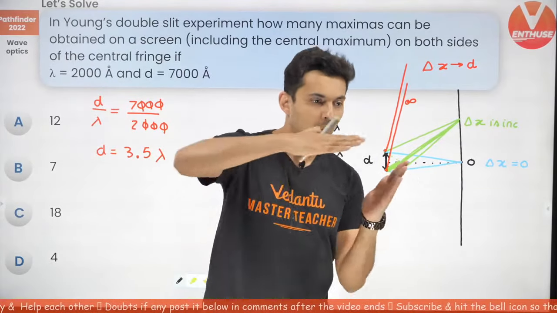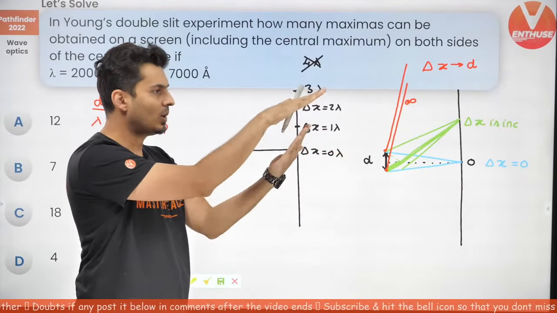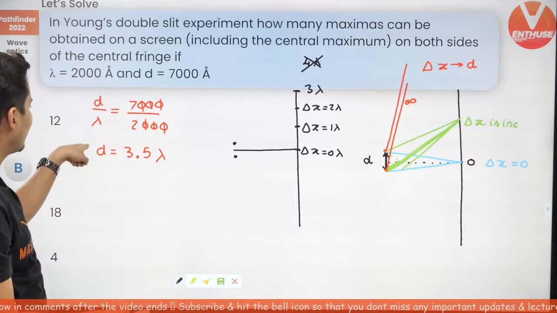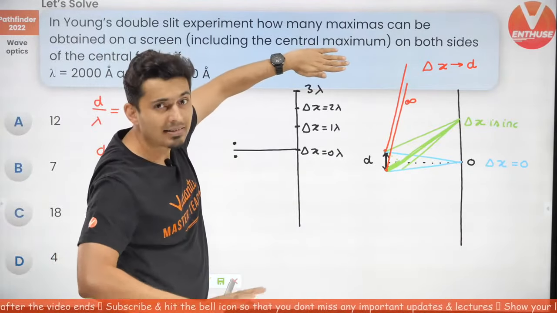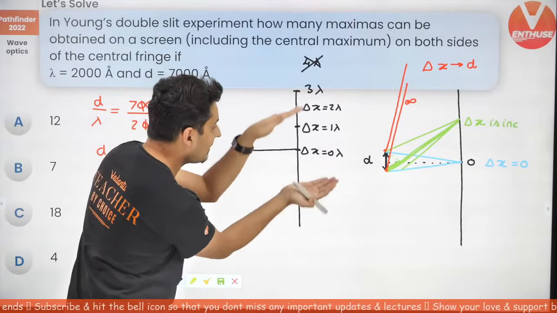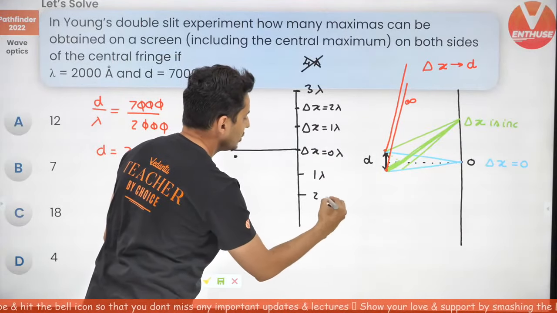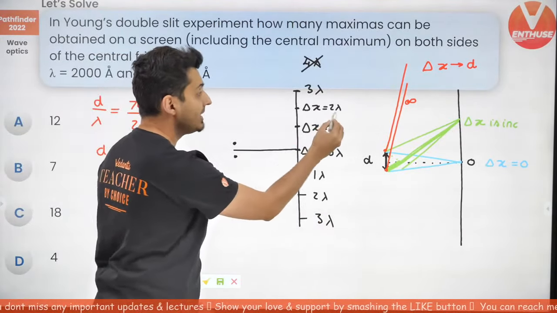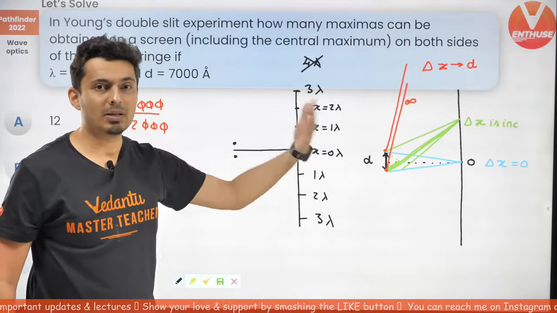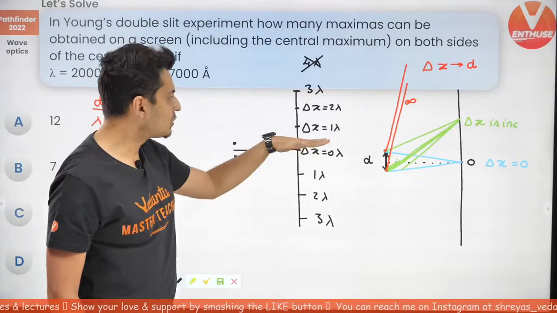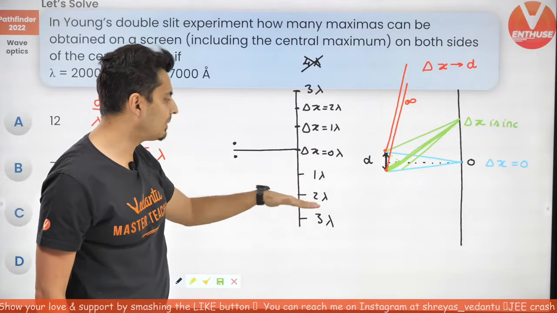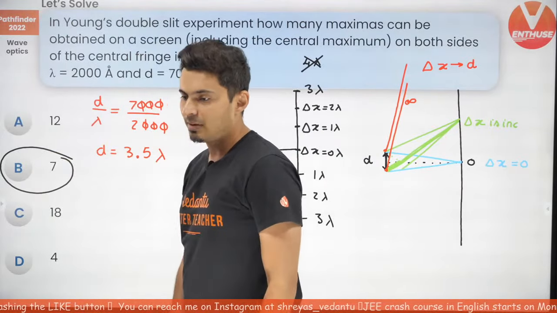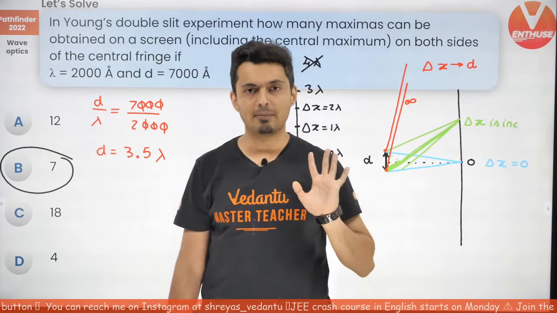Can you understand this? So here the path difference is 0. Somewhere it is 1 lambda, 2 lambda, 3 lambda. The max is 3.5. You can't go above 3.5, so 4 lambda is out of the question. The same thing should also happen below, so you should have 1 lambda, 2 lambda and 3 lambda below. So how many fringes are there? These are all bright because integral multiples of wavelength are bright fringes. So 0 lambda, 1, 2, 3 lambda, and 1, 2, 3 lambda below: 6 plus 1, 7. 7 bright fringes will be there. So the answer will be 7.